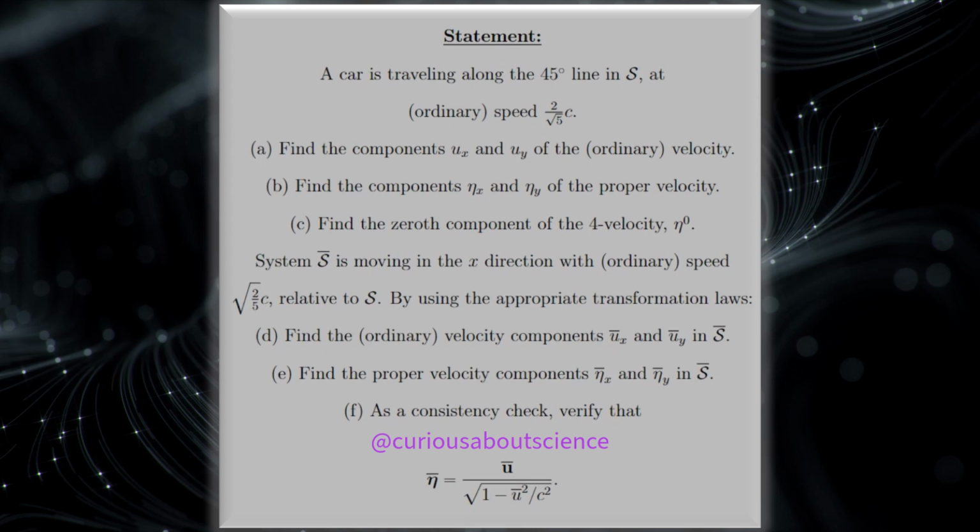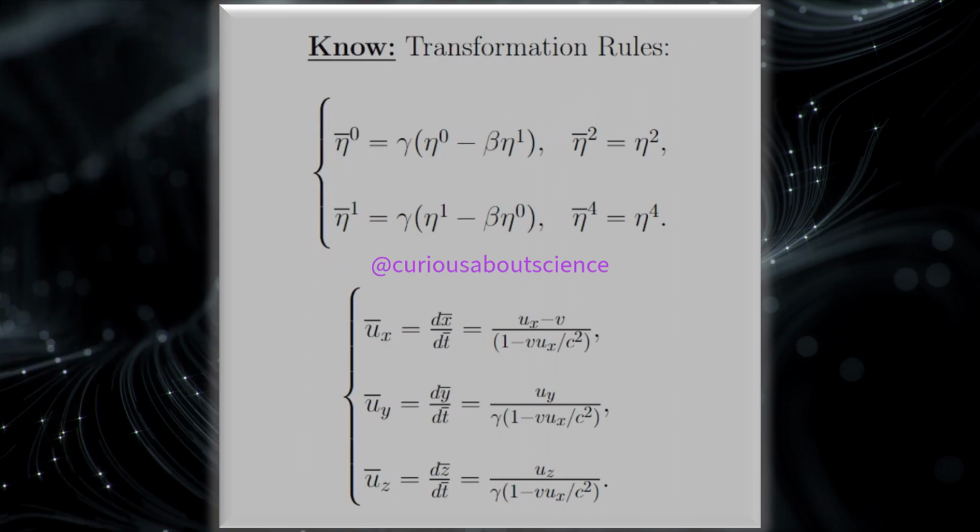Let's get started. So what we need to know, of course, are the transformation rules. Since we're transforming in the x direction, that's going to be the biggest thing. As far as how the proper velocity transforms, that is this first bracket. The 0th component has a time signature, so we have to be careful with that. This is just how the 4-vectors transform: first component, assuming we're moving along the x, and then the other 2 remain unchanged.